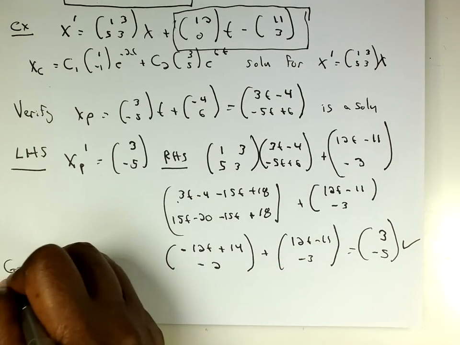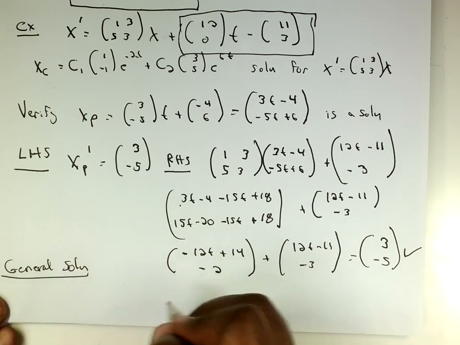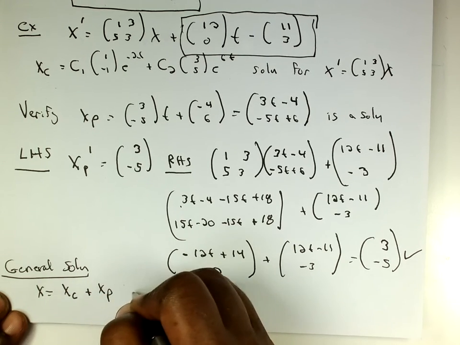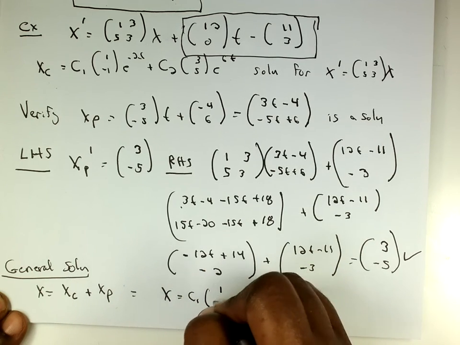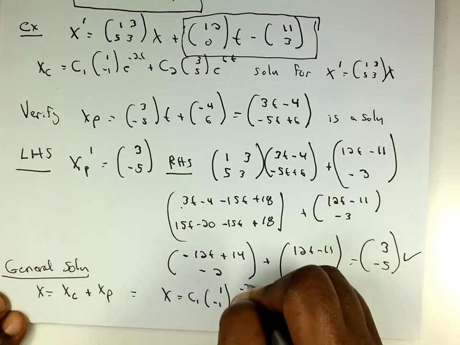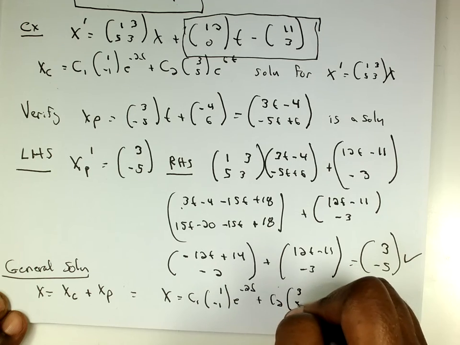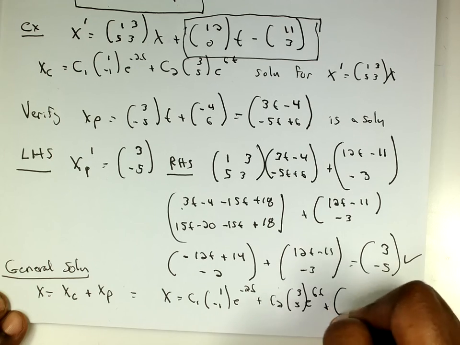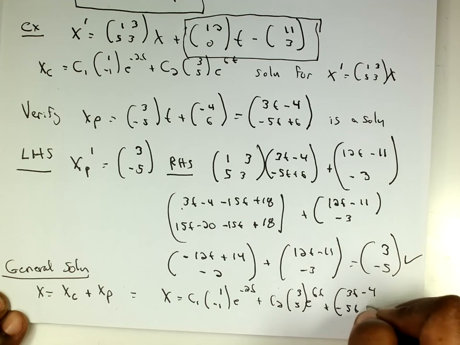So now I need to write the general solution. So general is x is equal to x characteristic plus the particular. So here I get C1, 1 negative 1 e to the negative 2t plus C2, 3, 5 e to the 6t plus that particular solution, which was 3t minus 4 and negative 5t plus 6.